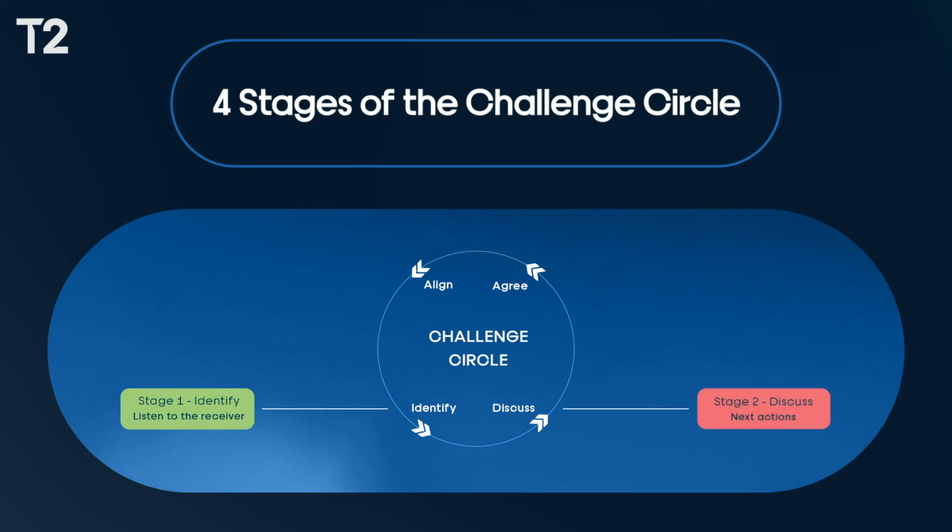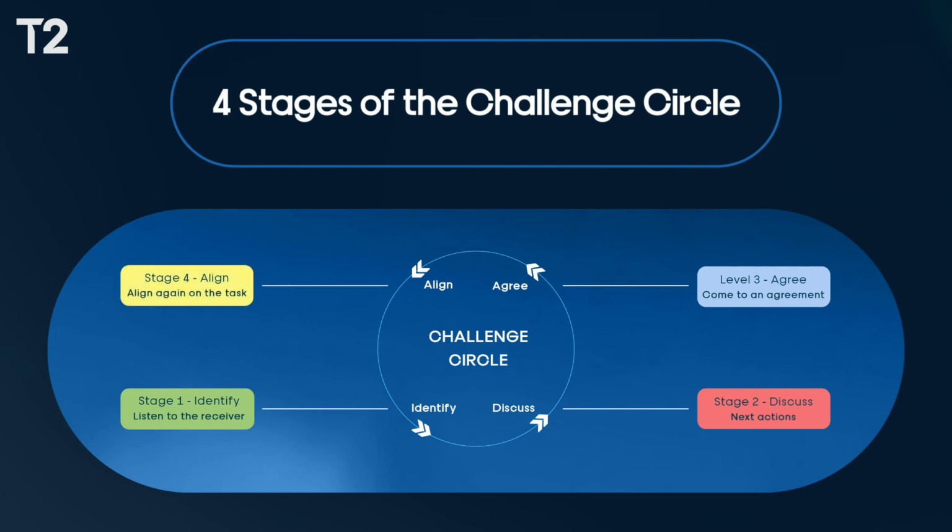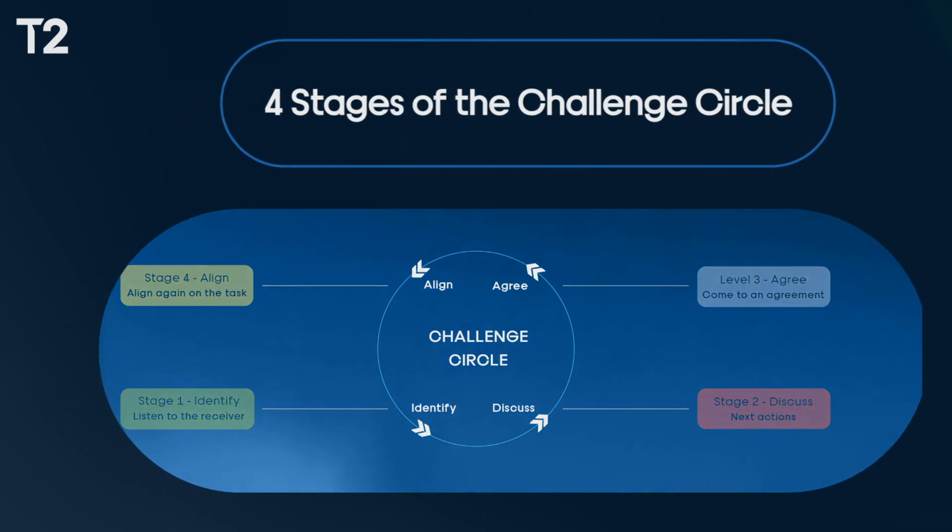The agree stage involves the leader and receiver reflecting on the conversation and agreeing what the receiver is going to do next. Finally, the leader and receiver need to align again on what level of delegation has been granted and what is required. The leader then takes a step back and the receiver carries on with the Delegation Circle.